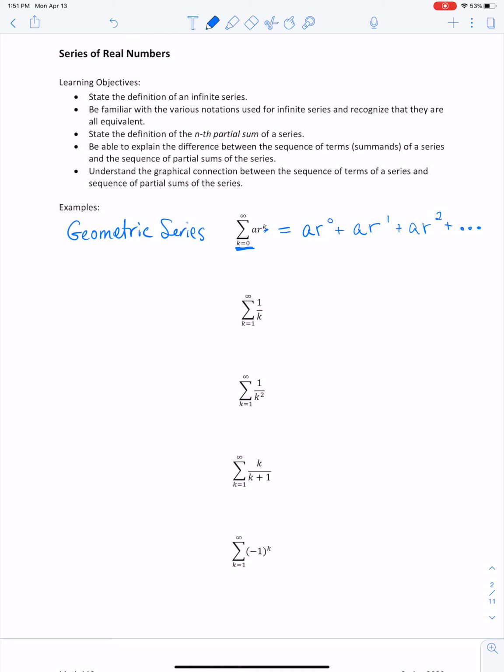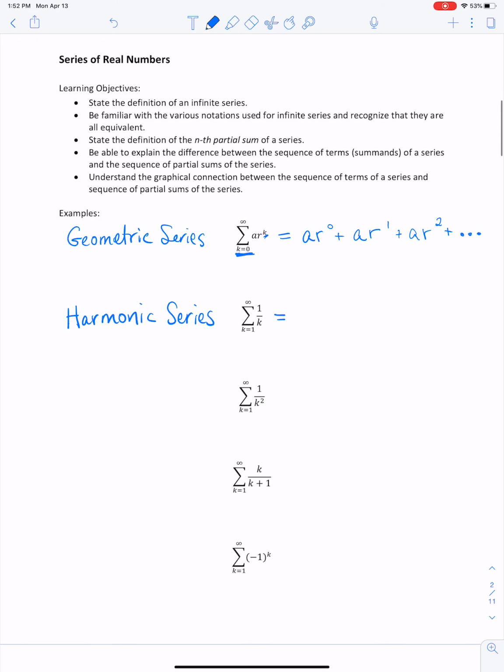So I've listed here a couple of famous series, they're not all famous, but these are some series that we'll be investigating more throughout the class today. The second one after the geometric series is the harmonic series. And it's a very famous series. It has some special properties that are kind of surprising, and so we'll be seeing a lot about this series today. This is the series 1 over k as k goes from 1 to infinity, so it's 1 plus 1/2 plus 1/3 and so on.